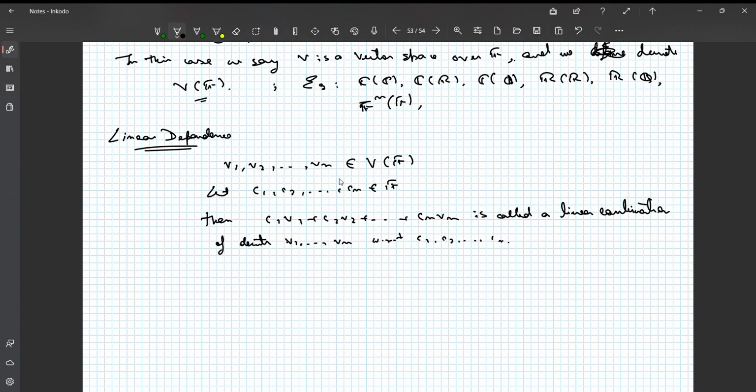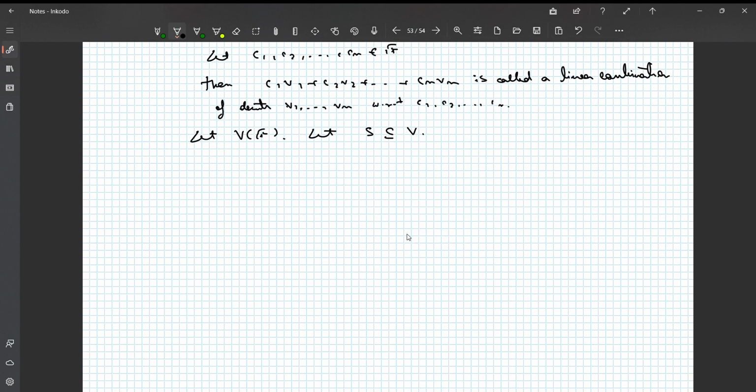So linear dependence is basically, suppose you have a vector space V. Let V be a vector space over F. Let S be a subset of V, let's say. Okay, suppose I define first what is the linear independence of a given set of vectors.